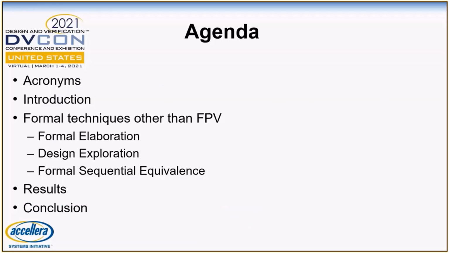I will start the presentation with acronyms and their description for some of the terms that I'll be using. Then I will move on to the introduction section, which will put some light on the motivation behind this topic. From there, I will talk about three formal techniques: formal elaboration, design exploration, and formal sequential equivalence along with their applications. In this, first I will discuss the technique and then its application along with the problem that it solves. In the end, I will go over results that show clear impact of these powerful techniques and will wrap up with the conclusion.